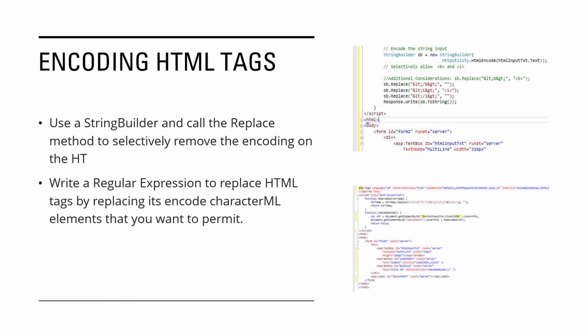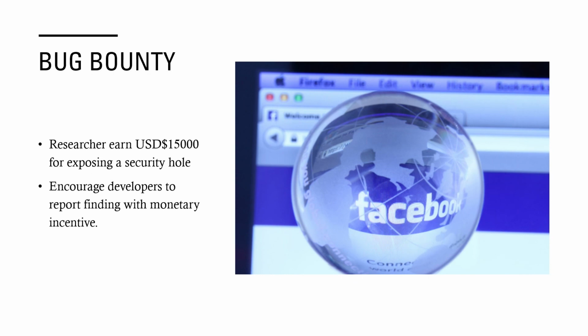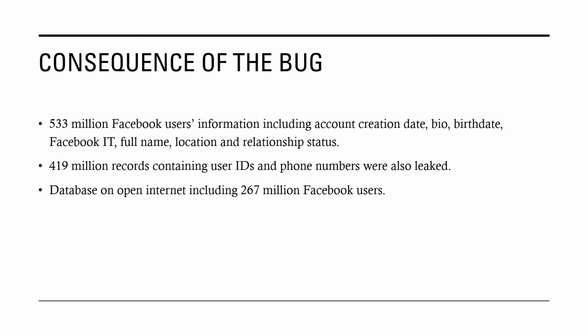Another method is through encoding of HTML text. String builder and regular expression are used to replace HTML text, so it is not displayed in a readable format. To add on, researchers around the globe have earned money from reporting the bugs they found on the Facebook website. This encourages developers to not exploit their findings. Consequences of the bug include 533 million Facebook users' information being compromised. 490 million records concerning 267 million Facebook users were found on the dark web, and this jeopardized Facebook's integrity.